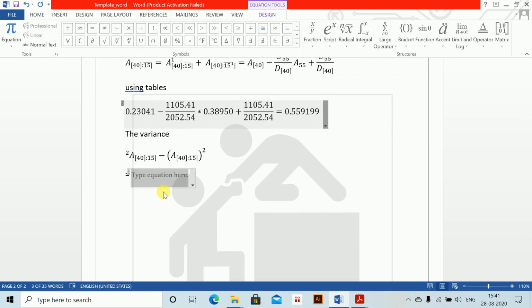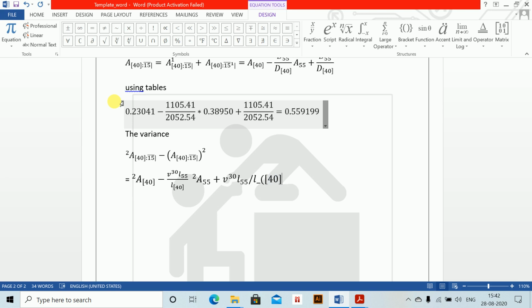Directly you can come Alt equals to. First we have to solve the value for 2A40:15, which I'll do directly here. First Alt Shift Q, which is 2A40, minus V to the power 30 L55 by L40 into 2A55. So Alt Shift Q, 2A55, and then we have plus V to the power 30 L55 by L40.